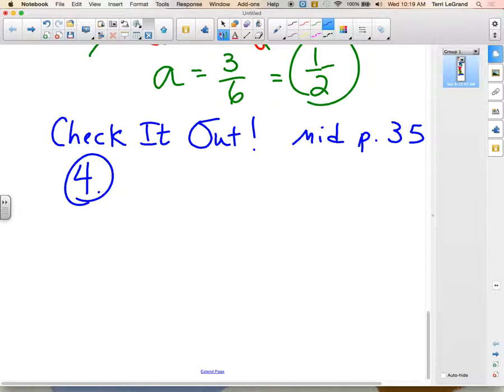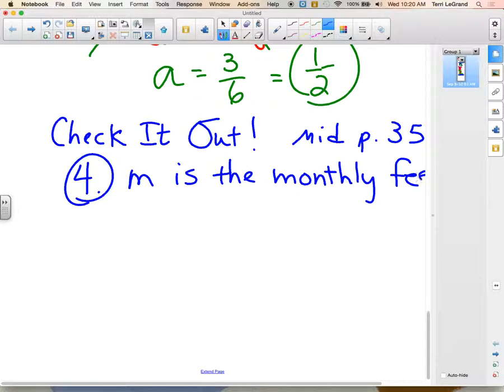Tyler, what do you want? It's the monthly fee that we don't know. And what variable should we use? You get to pick. Pick a variable, or did they pick it for us? I don't think they did, or did they? M? You want it to be M for month? Okay. M is the monthly fee. You write that down. And when you do word problems, this is my expectation. You tell me what your variable is representing in the equation that you're going to set up. So M is the monthly fee.